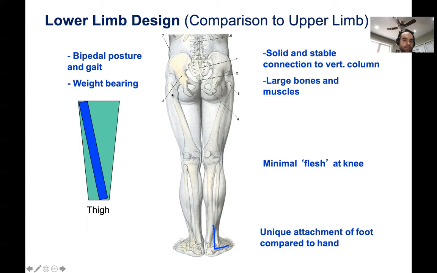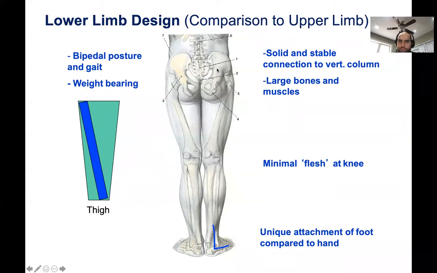An interesting thing about this angle is that women tend to have a larger angle because their pelvises, or their pelvi, are wider. And eventually we'll talk about the clinical implications of having a bigger Q angle and how that affects the knee.